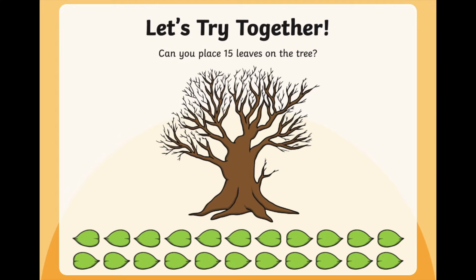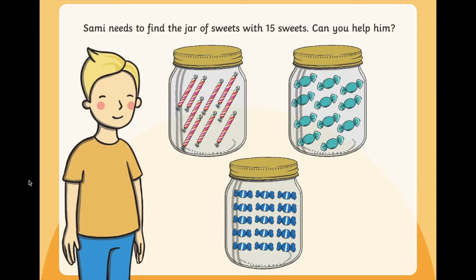0. Brilliant. Okay, this week we've got Sammy, and he loves sweets, but he would like to find the jar with 15 sweets. I wonder if you can have a look at your screen and see if you can figure out which jar contains 15 sweets. So take a bit of time checking. You might want to take a little guess first and then double check it by counting it. Which one looks like there's 15?